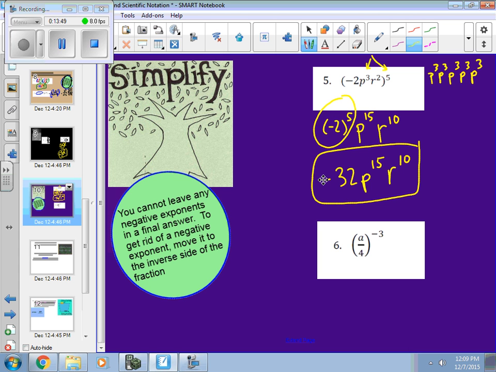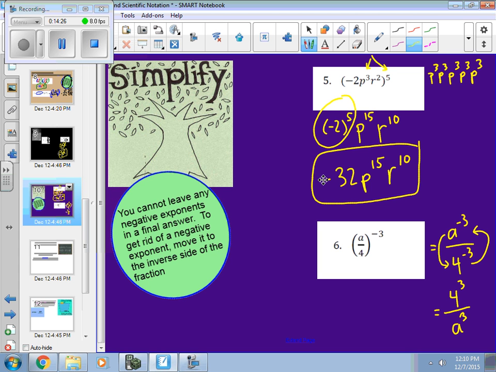All right, last one. It's a fraction being taken to a power. Even if it's a fraction, you still take everything to that power as long as it's a monomial. So on this one, we're going to end up with a to the negative 3rd power. And then on the bottom, 4 is going to be taken to the negative 3rd power. Well, both of these are negative. We don't want to leave an answer with a negative. So for this one to become positive, we want to move it up to the numerator. For this a term to become positive, we want to move it down to the denominator. So then it'd be 4 to the positive 3rd power over a to the positive 3rd power.